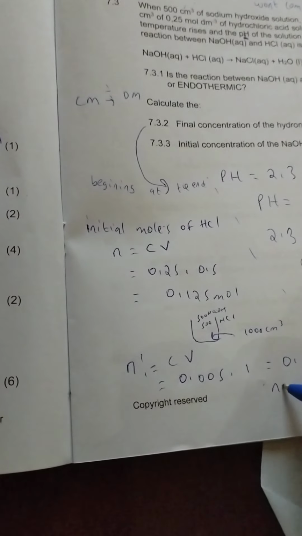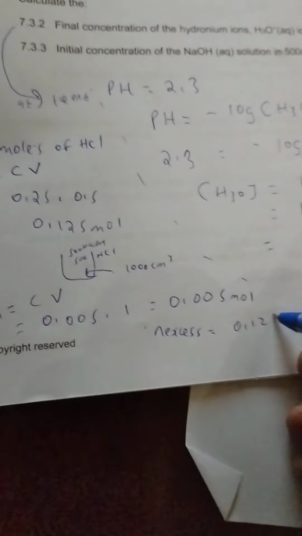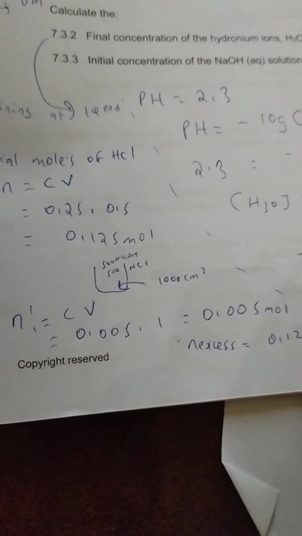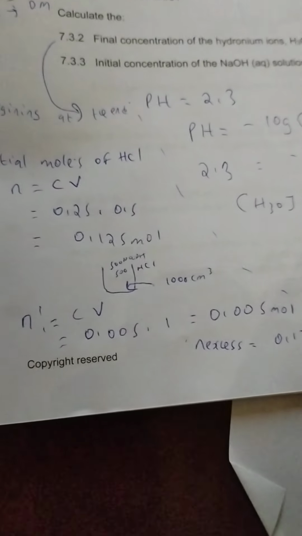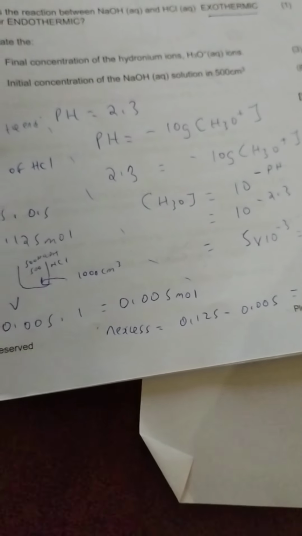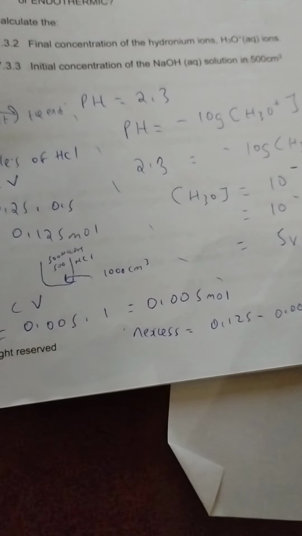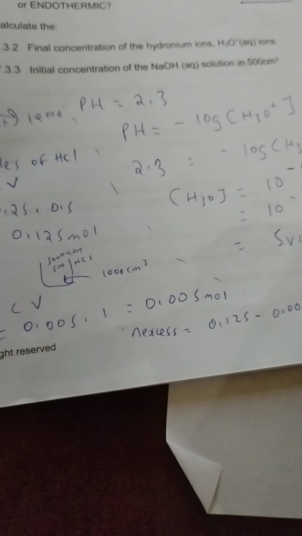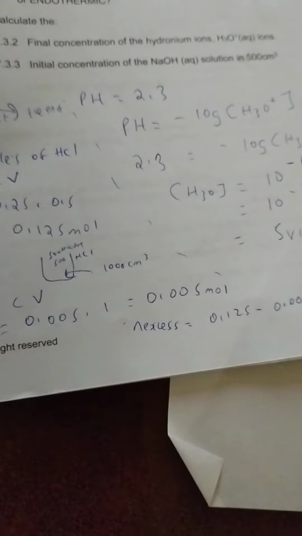Normally, to get the excess moles, you just have to minus the two. So 0.125 minus 0.005, which will be used. Yeah, that'll be the one that will react. So it will be 0.12. So this will be the number of moles of HCl which will react. That is for HCl.